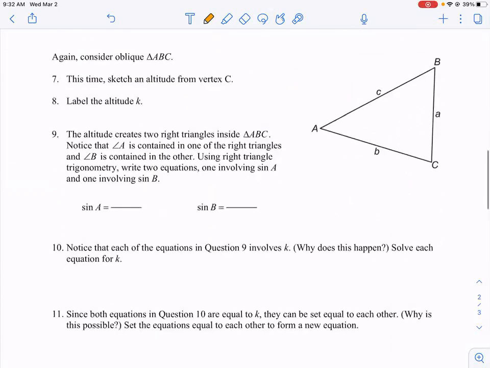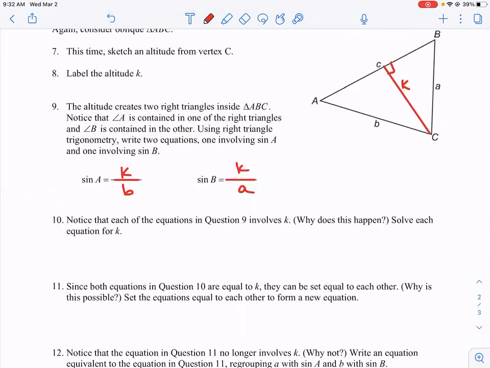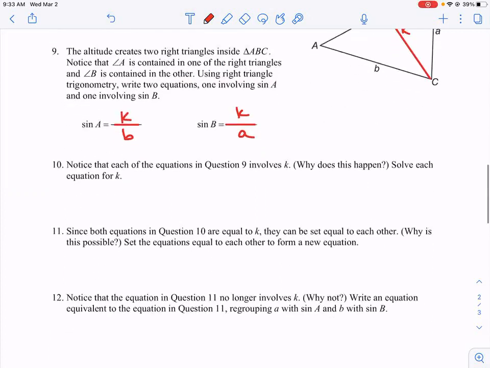All right. So then we went to the same triangle, but we drew a different altitude. We drew it from vertex C. And I don't know why they called it K. I don't really love that they called it K again, but whatever. Okay. So the sine of A is K over B. And the sine of B is K over A. So we can do the same thing where these both have a K, which means we could solve for K.